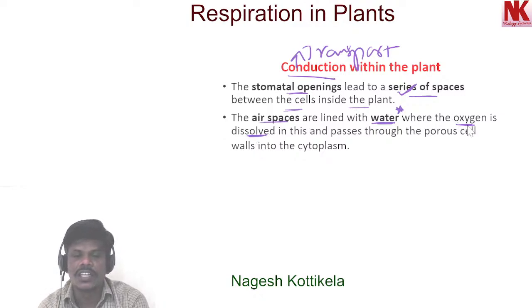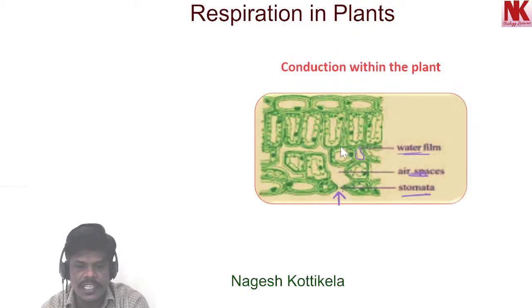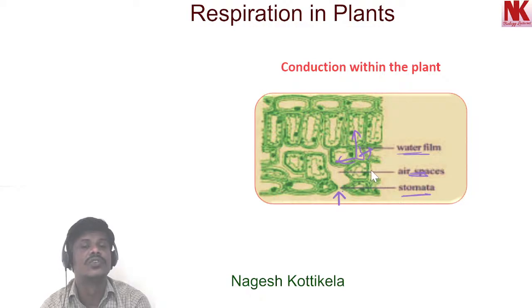Okay, so the oxygen is dissolved in this and passes through the porous cell walls into the cytoplasm. You can see here this is a plant cell. Now here is a water film. So through this porous cell wall, the water can enter into the cell, like this, because the cell wall is permeable to water. The cell wall is freely permeable. Water can pass through it.